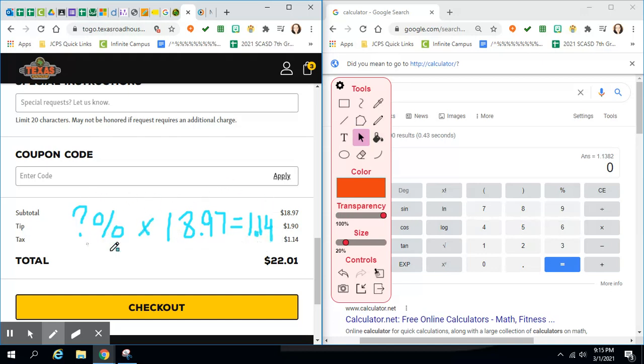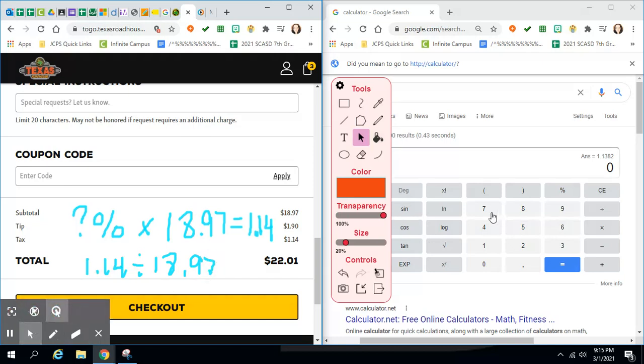So if I really want to find out what this is, I'm going to take the $1.14 and divide it by the $18.97. If I do that, then I'm going to get the percent, well, at least the decimal version. So if I come over here, let's try that out and see if we get the same thing. Our $1.14 sales tax amount, I'm going to divide it by $18.97.